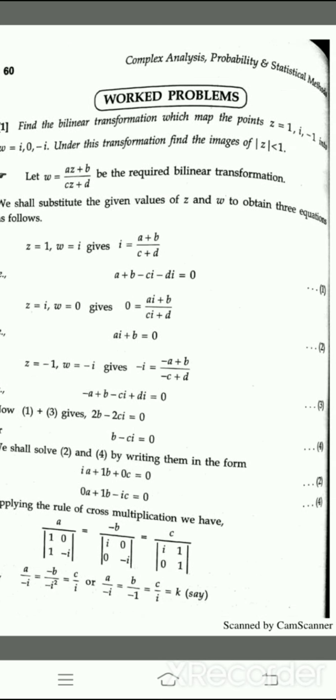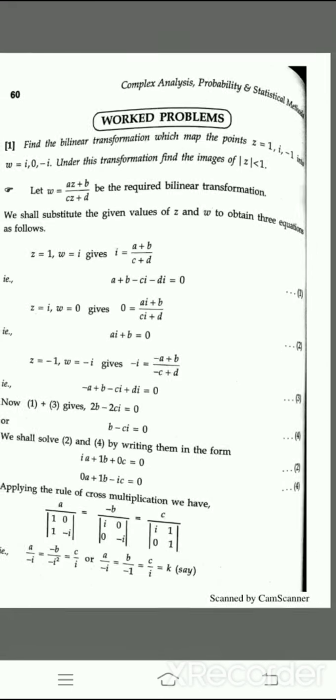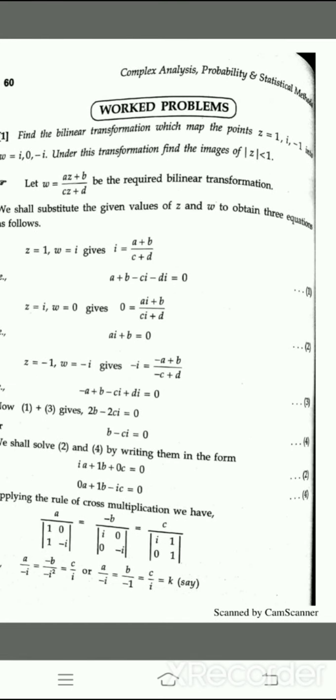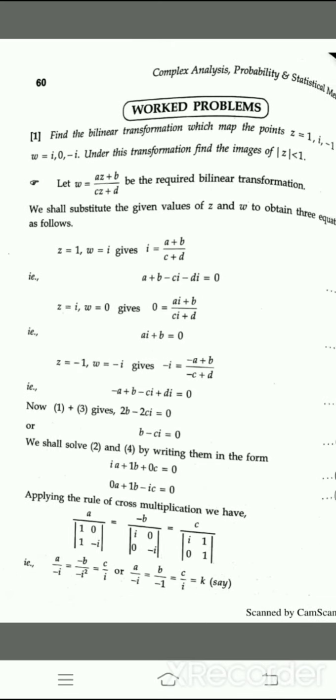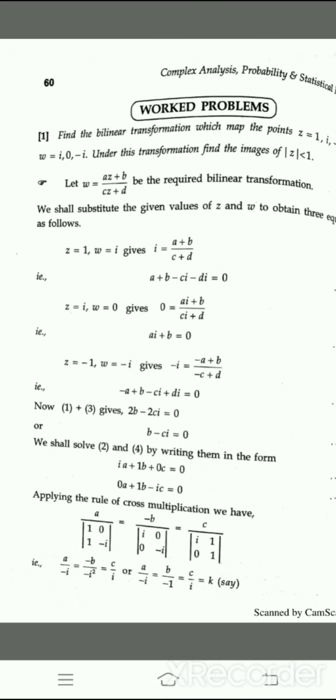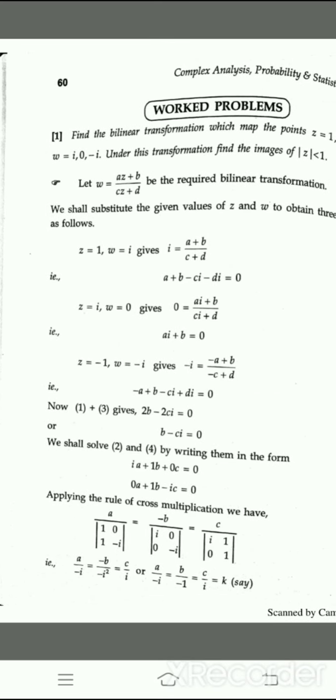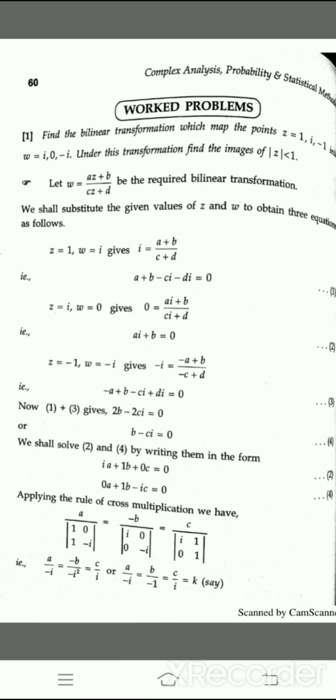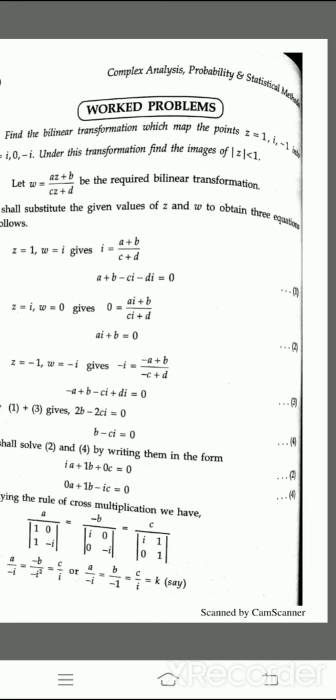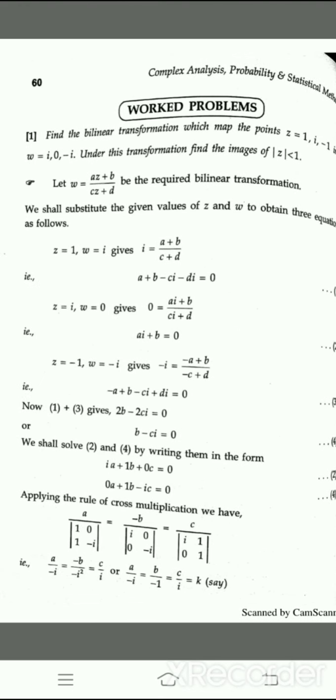Under the transformation, find the images of modulus of z is less than 1. Okay, first you have to take the solution. Let w is equal to (az plus b) divided by (cz plus d) be the required bilinear transformation. We shall substitute the given values of z and w to obtain three equations as follows.